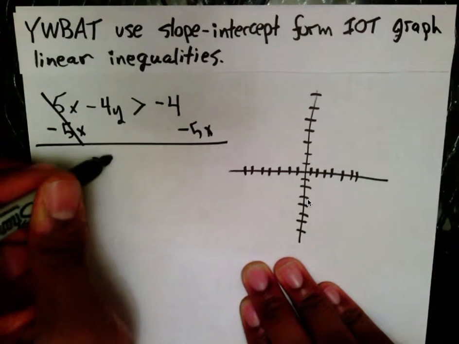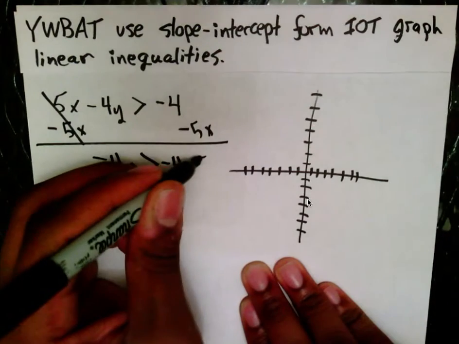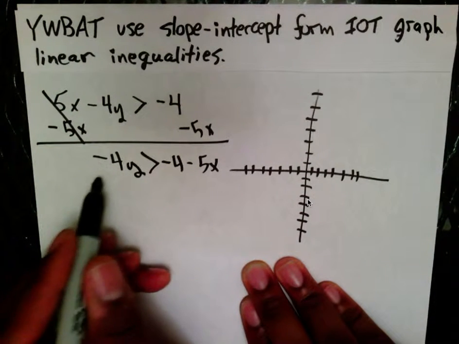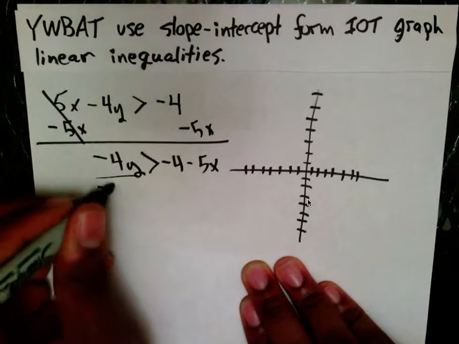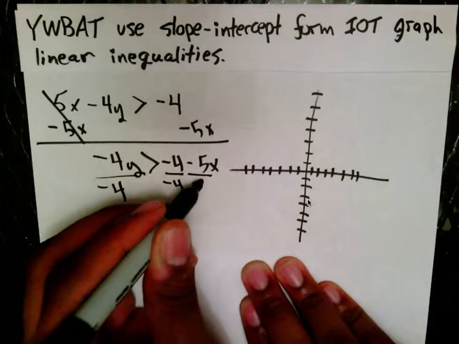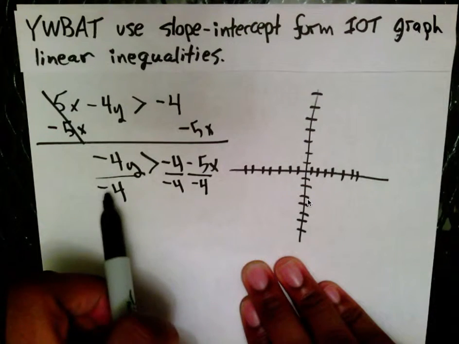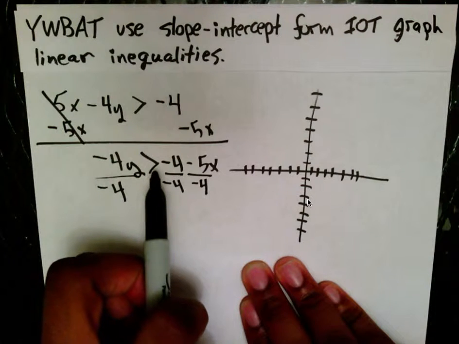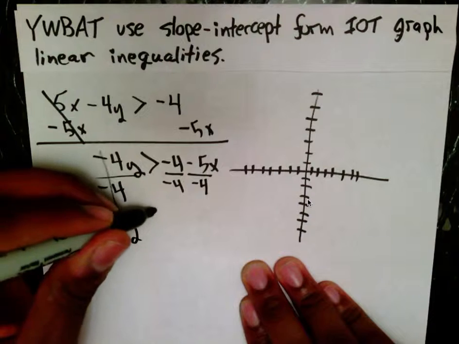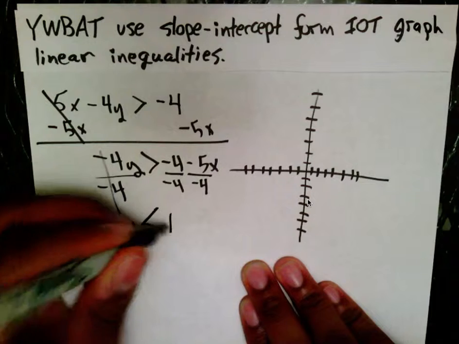And we're left with negative 4y greater than negative 4 minus 5x. There we go. And now I want to get this y by itself by dividing by negative 4. Divide everything by negative 4. Now, this is an inequality. When you divide by a negative, the sign always flips. You multiply or divide by a negative, the sign flips. So y is less than, my sign flips. Negative 4 over negative 4 is positive 1.